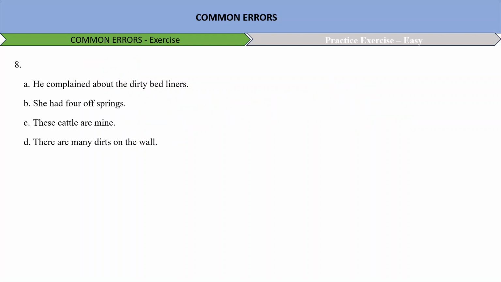Question number 8. Try it on your own. He complained about the dirty bed liners. She had 4 offsprings. These cattle are mine. There are many dirts on the wall. Very easy, simple sentences.